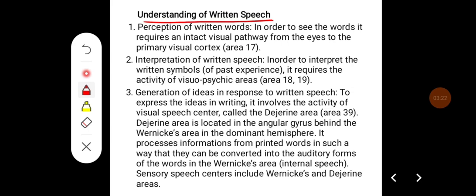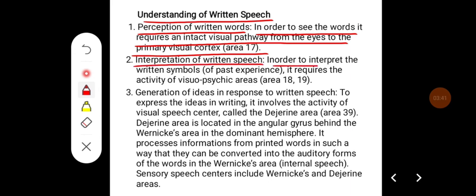Understanding written speech. First, there has to be perception of the written words. In order to see the words, it requires an intact visual pathway from the eyes to the primary visual cortex, that is area number 17. Then there has to be interpretation of the written speech. In order to interpret the written symbols from past experience, it requires activity in the visual psychic areas, that is areas 18 and 19. Then there has to be generation of ideas in response to written speech.